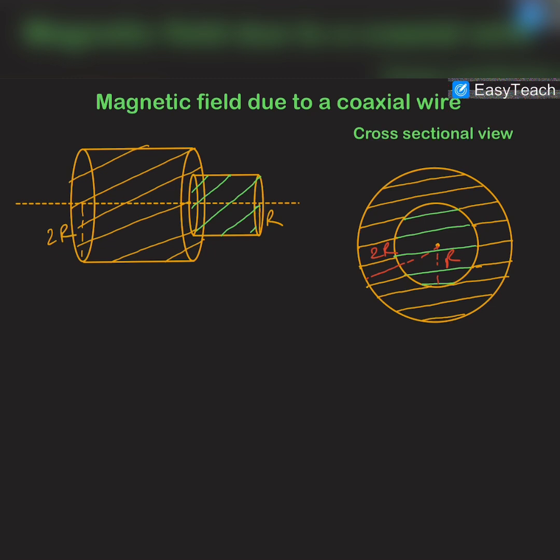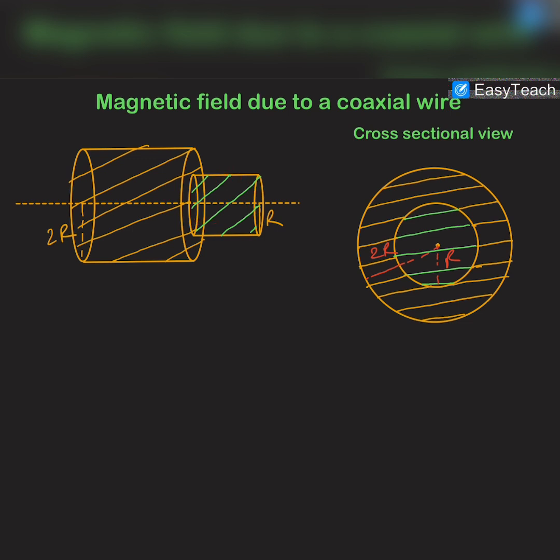In this video, we are going to discuss the magnetic field due to a coaxial wire system. I hope you have seen coaxial wires in cable wires or somewhere else. In a coaxial wire system, there are two cylinders, or more than two cylinders. One cylinder is carrying some current and the other one is carrying some other current.